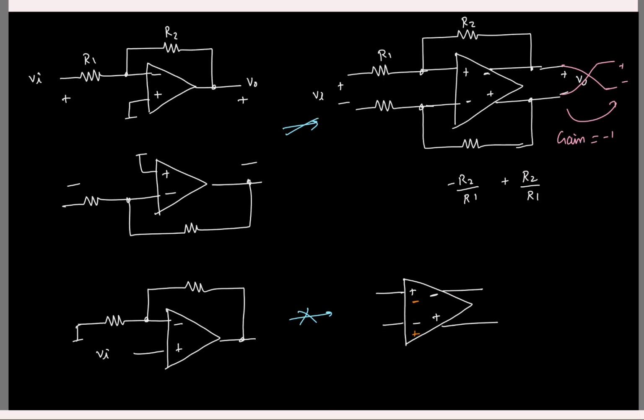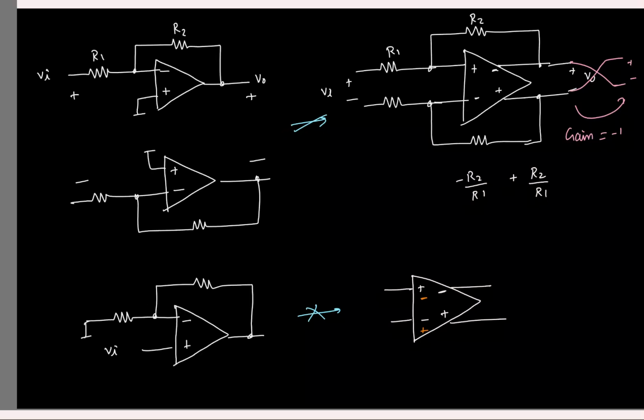But if you have a single-ended output op amp, if you want to invert the gain, you need to have another op amp configured with the gain of minus 1 and do it.